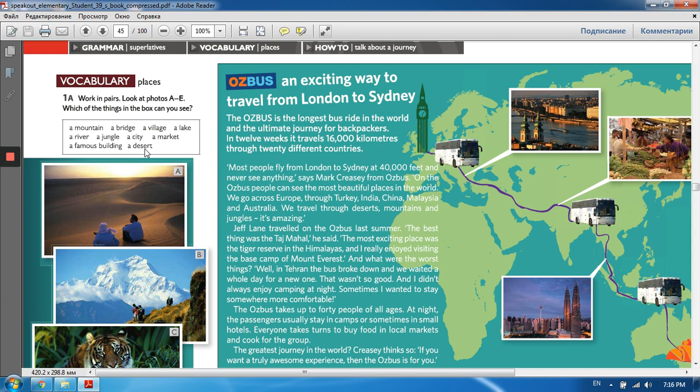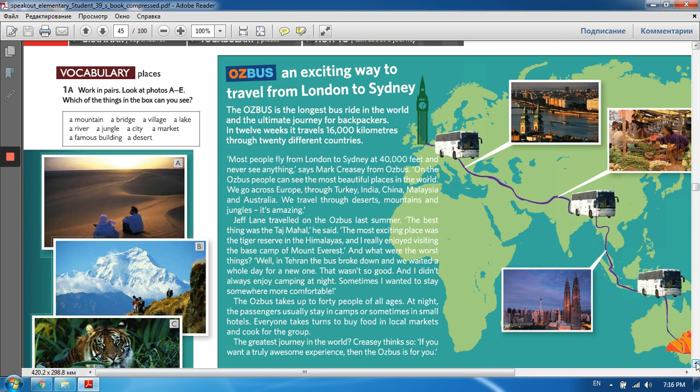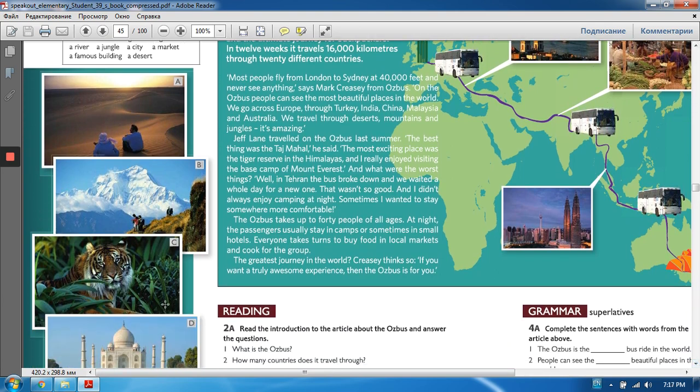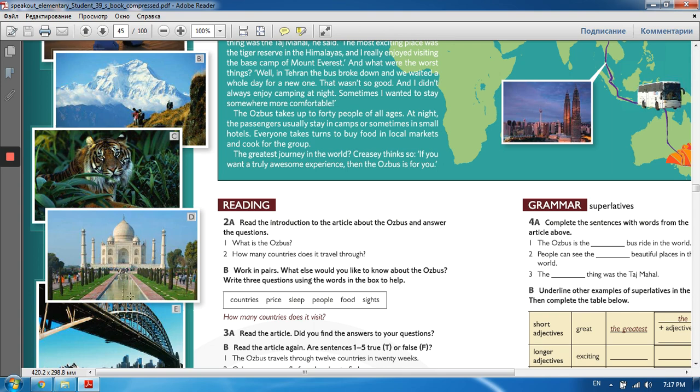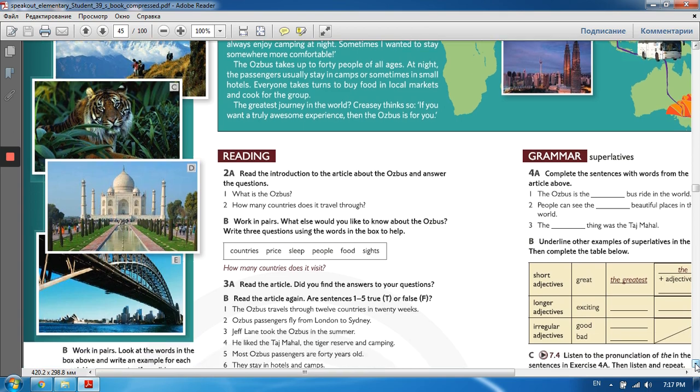So, let's match some of these words with these photos. Photo A is a desert. Photo B is mountains. You see here mountains. Photo C is a jungle. Tigers live in jungles. Photo D is a famous building. And the last photo, E, is a bridge, or we may say it is a city.